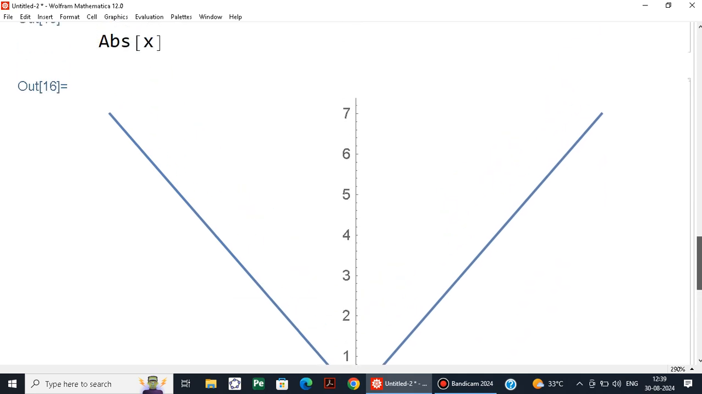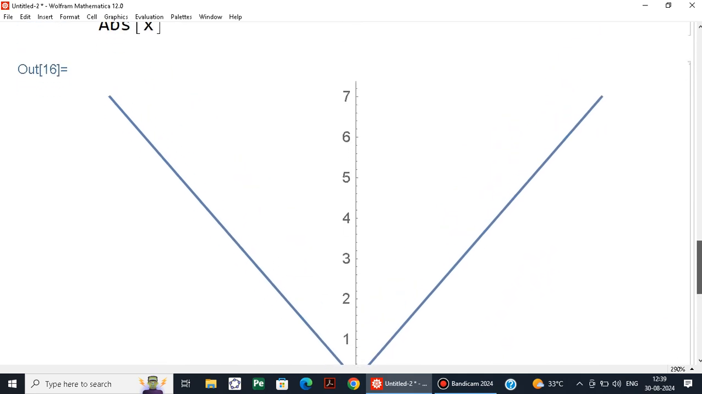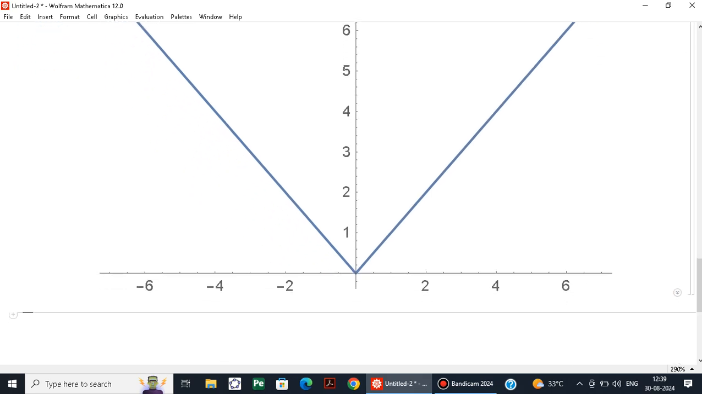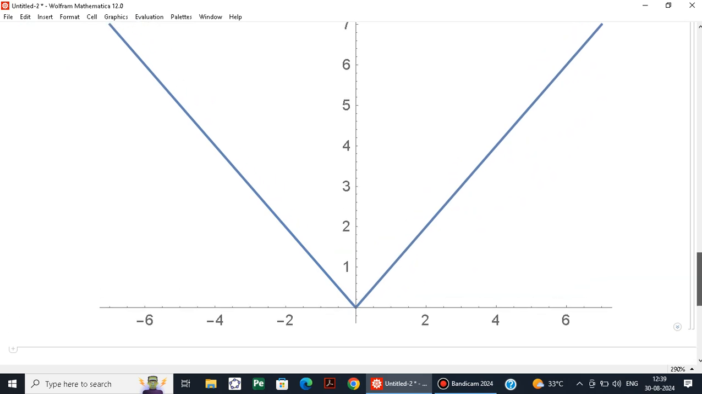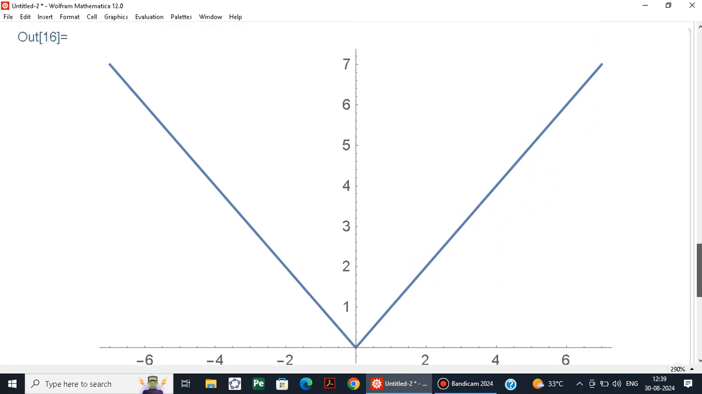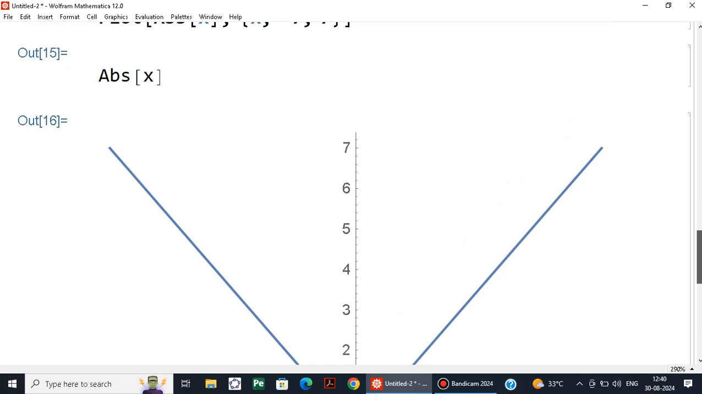Okay, and this graph y = mod x is non-differentiable at x = 0, because at x = 0 there will be a corner. But the graph is continuous, you have to understand there is no break, so the graph is continuous at x = 0. Also there will be a corner at x = 0, so the graph is non-differentiable at x = 0.